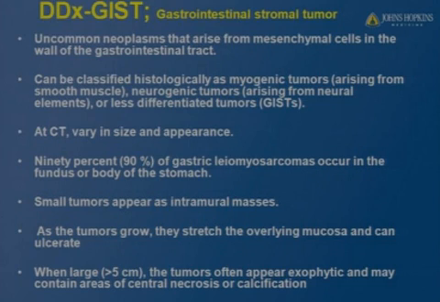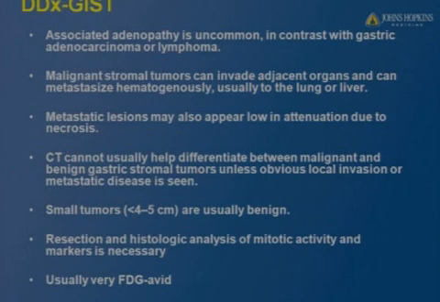In CT, the appearance and size vary. 90% occur in the fundus and the body of the stomach. Small tumors appear as intramural masses, but as they grow, they stretch the overlying mucosa and can ulcerate. If they are large, more than 5 centimeters, they often appear exophytic and may contain areas of central necrosis and calcification. Associated adenopathy is uncommon, in contrast to adenocarcinoma or lymphoma. They can invade adjacent organs and they can metastasize.